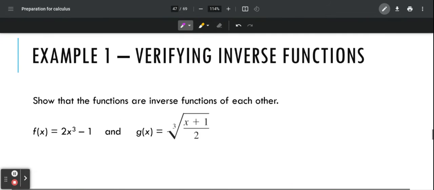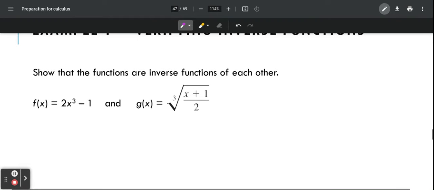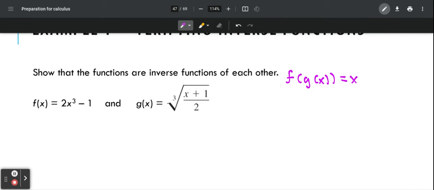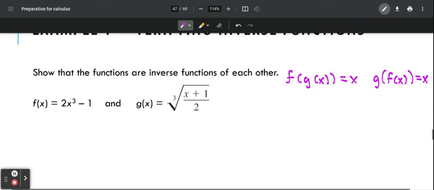So first example, verifying inverses. If we want to show that the functions are inverses of each other, then what we need to show is that f of g of x will simplify down to be x, and that g of f of x will also simplify down to be x.